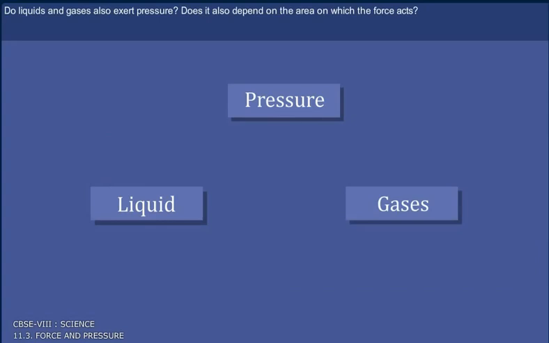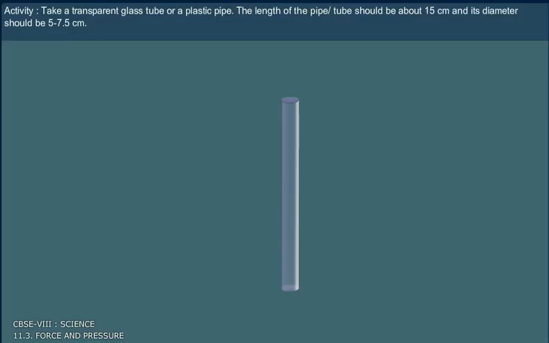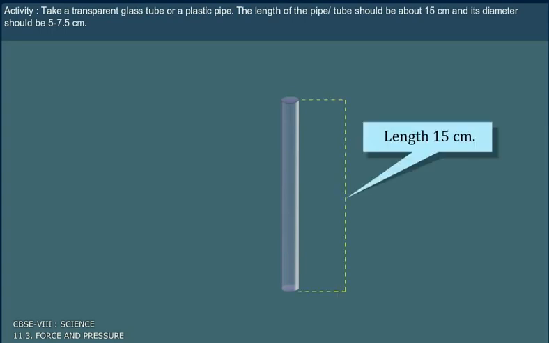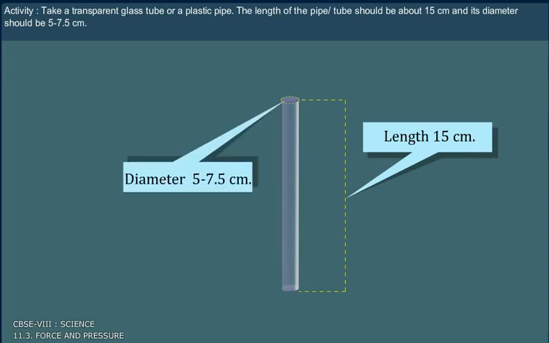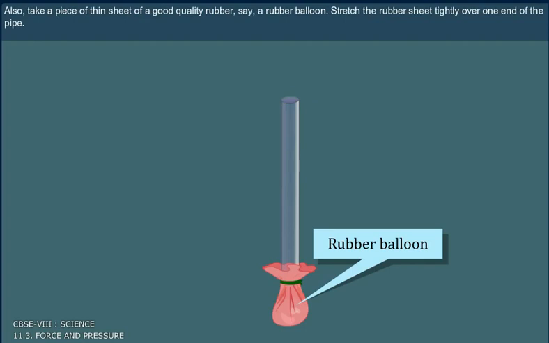Do liquids and gases also exert pressure? Does it also depend on the area on which the force acts? Activity. Take a transparent glass tube or a plastic pipe. The length of the pipe or tube should be around 15 cm and its diameter should be 5 to 7.5 cm. Also take a piece of thin sheet of good quality rubber, say a rubber balloon. Stretch the rubber sheet tightly over one end of the pipe.